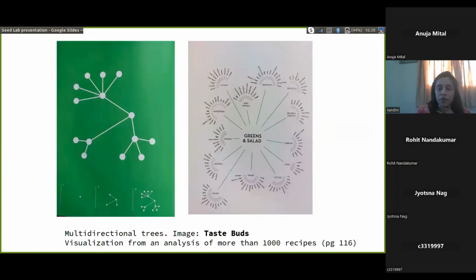Can we think of how we come together in our work as multi-directional trees? So this is a very nice example of a multi-directional tree where there are taste buds, and your central premise here is greens and salads, right? So what best goes with baby spinach, what best goes with beetroot, what best goes with broccoli, and you have the subclasses there, and it expands outwards. And that is also how we could think of models of organizing.